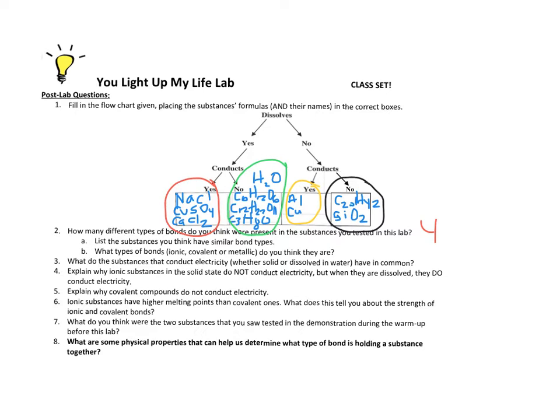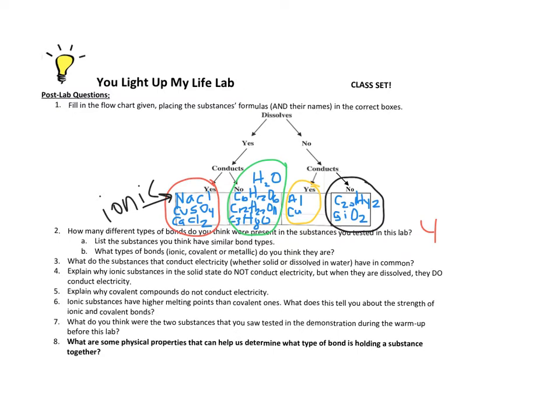When we take a look at 2B, it says what types of bonds, ionic, covalent, or metallic, do you think they are? And so now we have to think back to our pre-lab questions in which we investigated what type of atoms are in these different types of bonds. So for the first one here, we've got metals and nonmetals. We have sodium, copper, and calcium, which are all on the left-hand side of the staircase and are metal atoms. And we're hooking them up with nonmetals such as chlorine, sulfur, and oxygen. And so a metal-nonmetal combination is what we call an ionic bond, right?